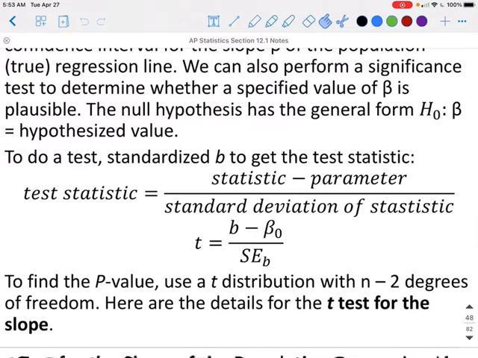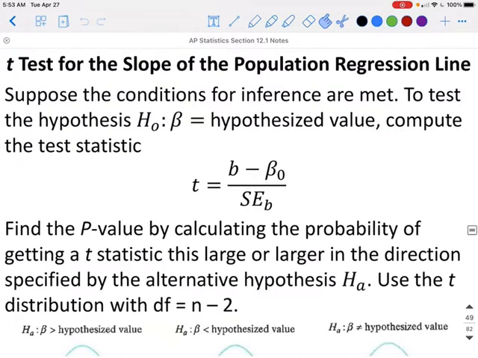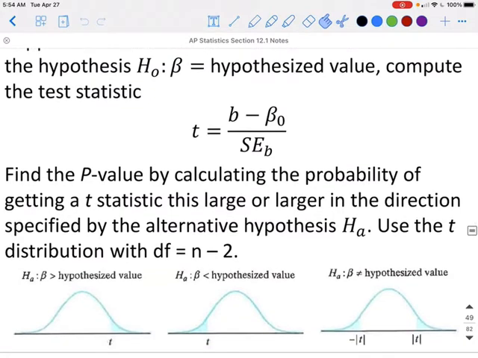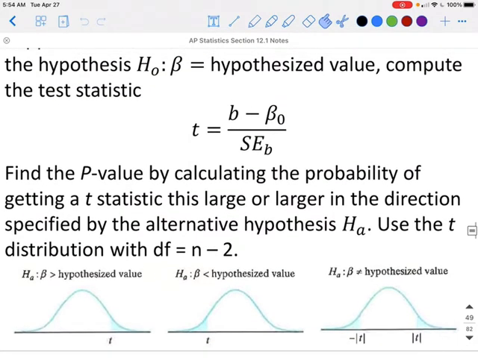Here are the details for the t-test for the slope. Suppose the conditions for inference are met. To test the hypothesis of H sub 0: beta equals the hypothesized value, you first need to calculate your test statistic, or your t-value. To do that, you do b minus beta sub 0, and divide that by SE sub b, the standard error of the slope. Find the p-value by calculating the probability of getting a t statistic this large or larger in the direction specified by the alternative hypothesis. To do this, you use the degrees of freedom of n minus 2.